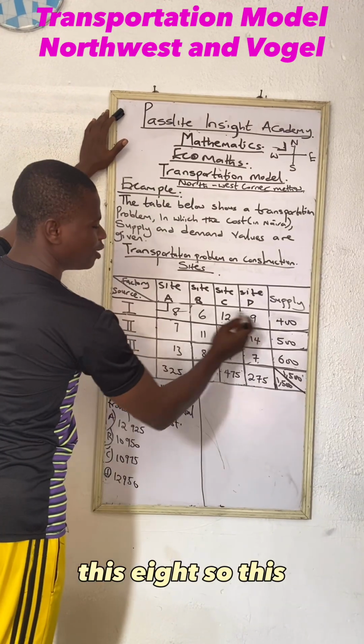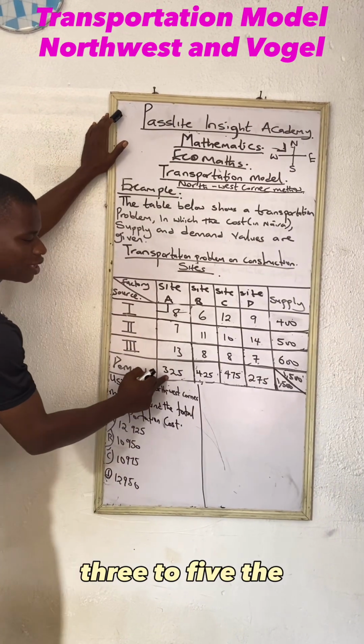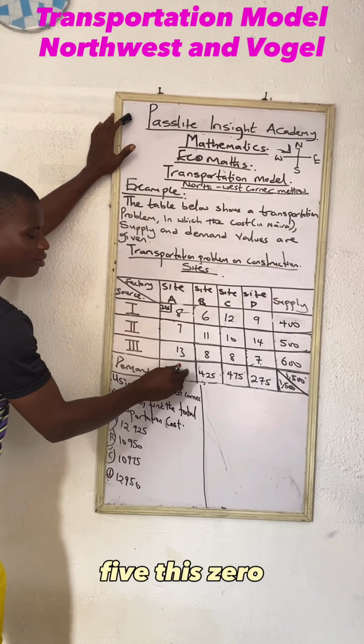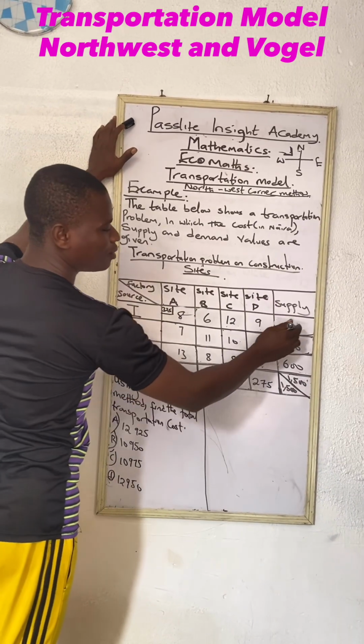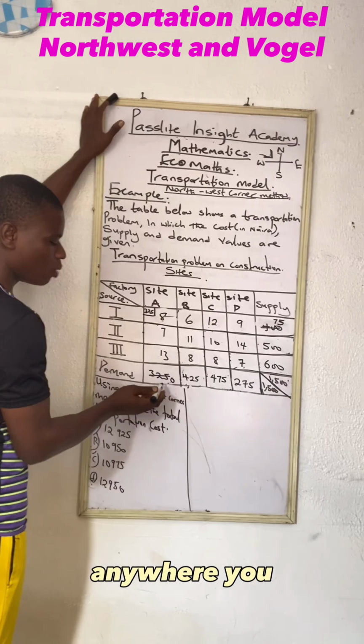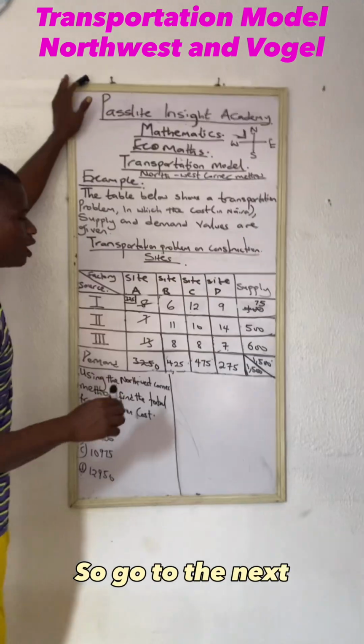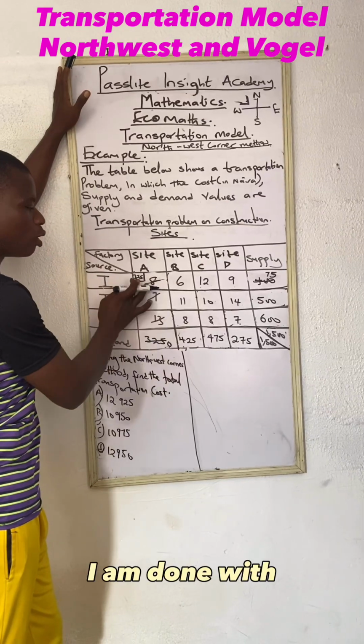8, this 8. So this 400 here, this 325. The smallest number, the same way, 325. 325 minus 325, this is 0. 400 minus 325, this is 75. So anywhere you have 0, cancel it. You are done. So go to the next one, which is the 6. You are done with this.